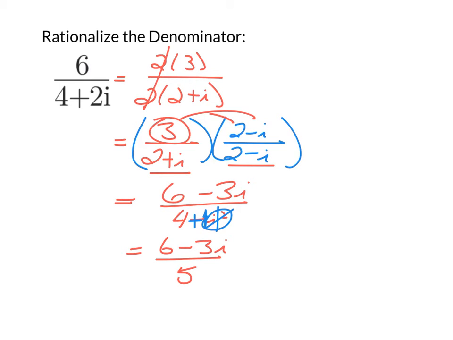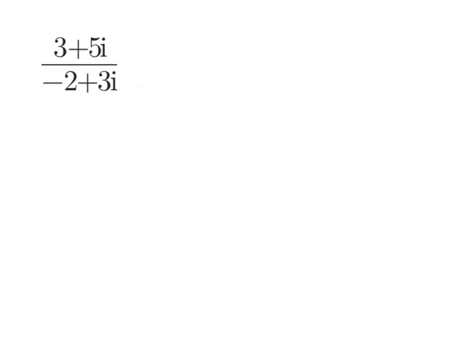Now, there's a lot of teachers and a lot of places that will say, okay, this is simplified, this is good, but we want to be a little more accurate than that. We want to write our answer as a complex number, and the thing about a complex number is it has two parts. It has a real part and it has an imaginary part. So we're just going to split this fraction up. 6 divided by 5 is 6/5, and then subtract 3 divided by 5, so 3/5 i. Now it is a complex number with our real part here and our imaginary part over here. Let's try one more that's a little bit more difficult.